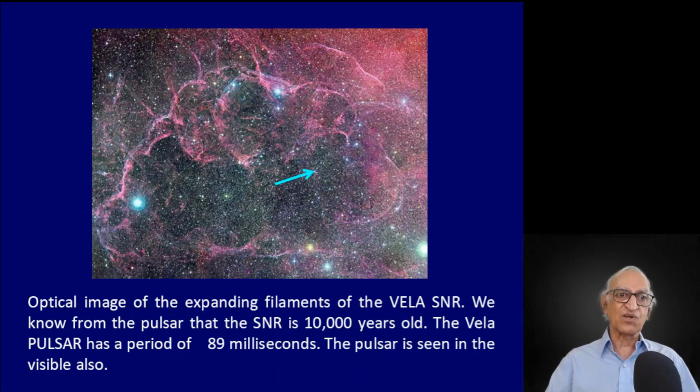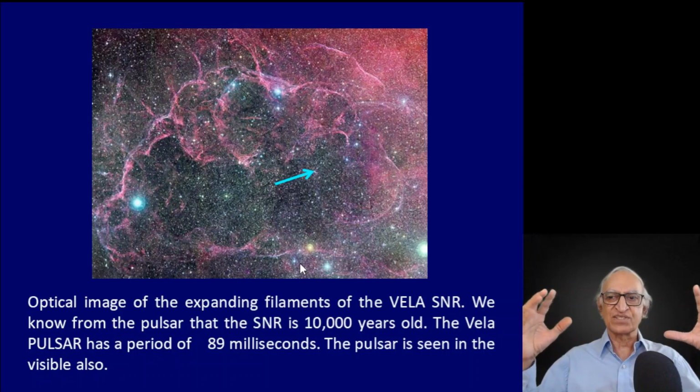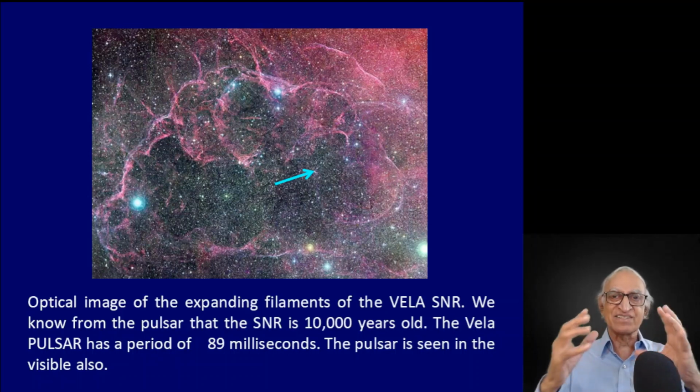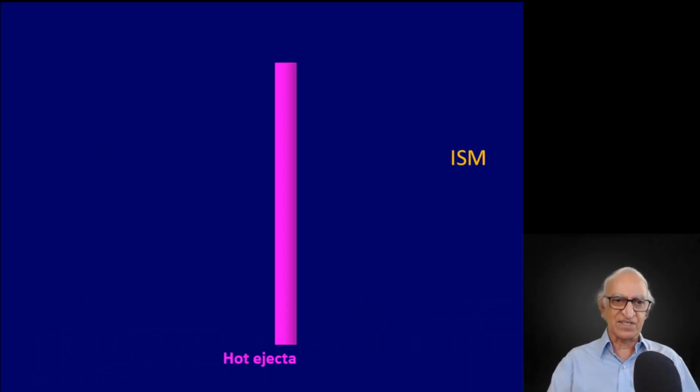Now here is a very old supernova remnant, the Vela Nebula in the constellation Vela. It's about 10,000 years old. There is a pulsar, a radio pulsar, and an optical pulsar. It's pulsating with a period of 89 milliseconds, still quite young, it's only 10,000 years old. And what you see is already that the supernova remnant is beginning to lose its identity. It's not like an expanding piston anymore. It has a sort of lacy structure. Eventually, it will lose its identity.